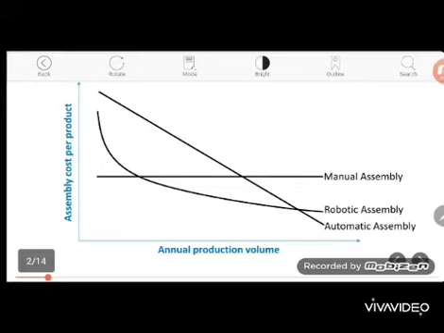For example, manual assembly is usually used for electric appliances. Electric appliances are the easiest to see, mostly using manual assembly. Robotic assembly is mostly applied in automotive, and automatic assembly is mostly seen in PCB units, the electric circuit boards.